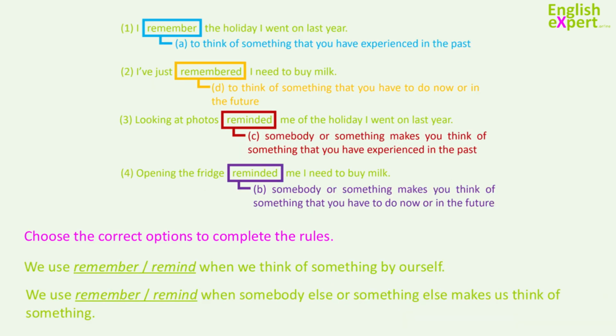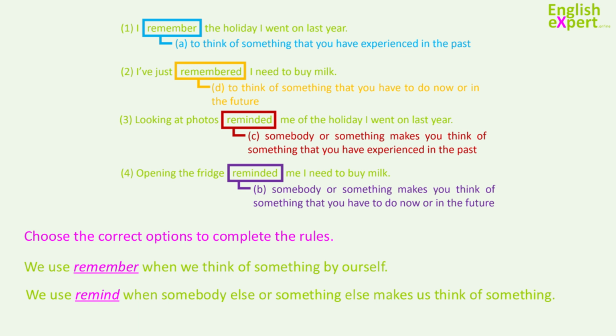Choose the correct option to complete the rule. We use remember or remind when we think of something by ourselves. We use remember or remind when somebody else or something else makes us think of something. What do you think? We use remember when we think of something by ourselves. We use remind when somebody else or something else makes us think of something.